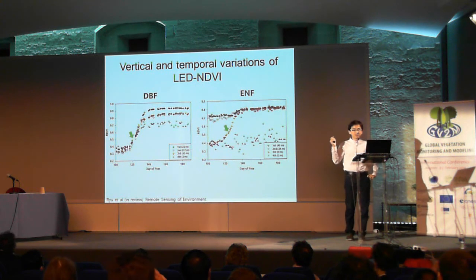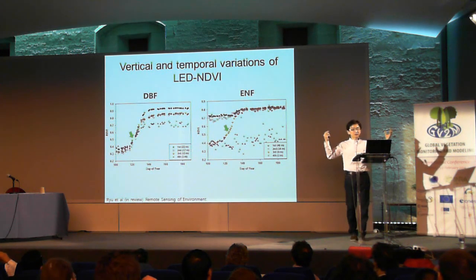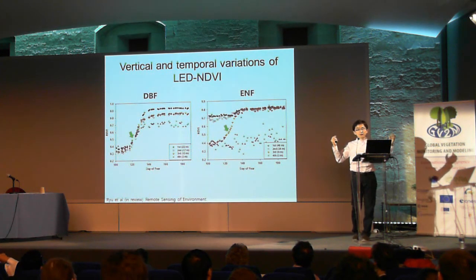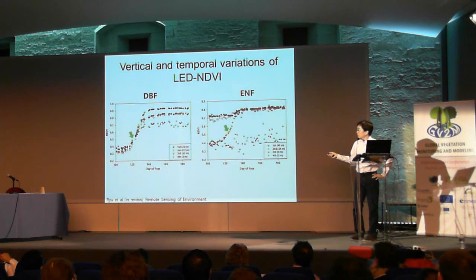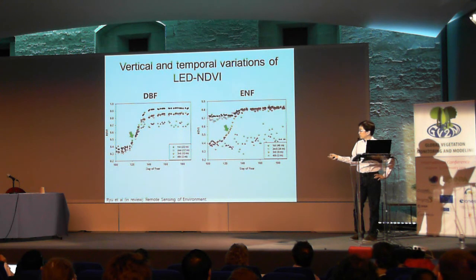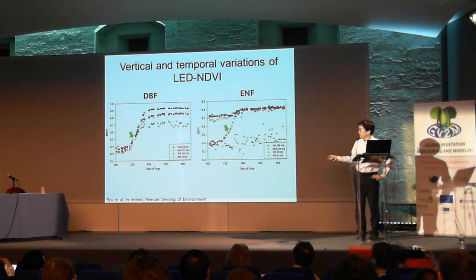For the ENF site, the evergreen needleaf forest, the overstory canopy is very dense. LAI is 6 to 7. So the sensor at the top of the tower cannot see anything of the understory canopy. But by locating the LED sensor beneath the overstory canopy, we can detect the understory canopy development. This is a deciduous species.